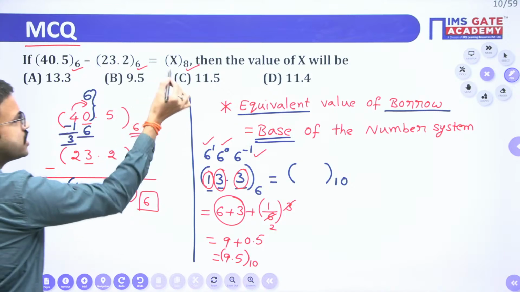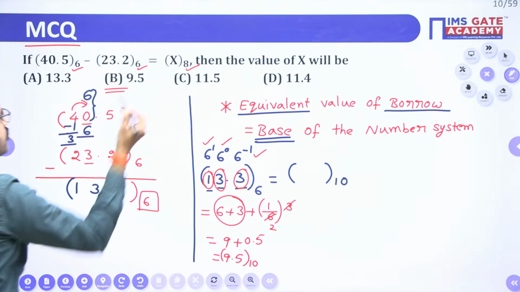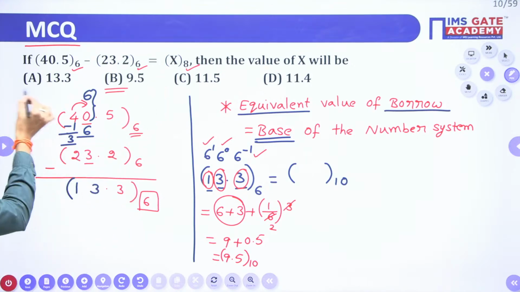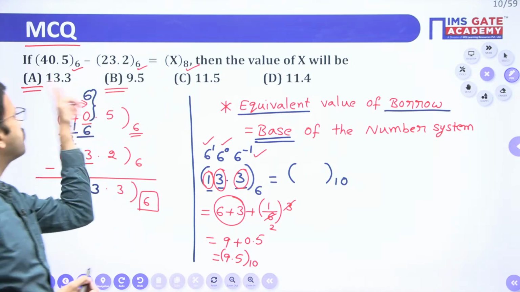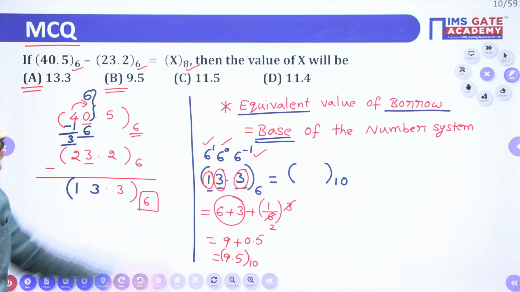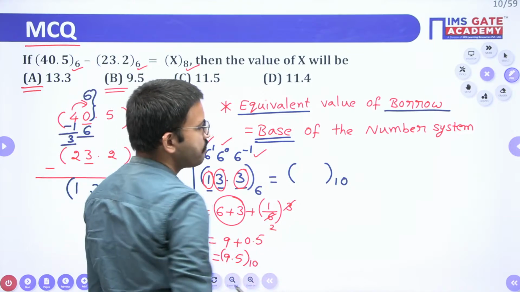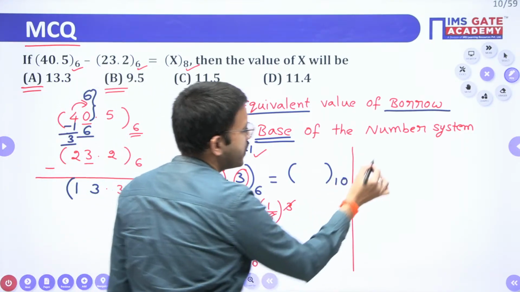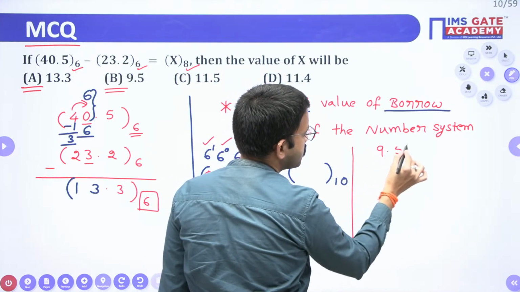If they had mentioned decimal on the right-hand side, then option B would be correct. If they had mentioned base 6 on the right-hand side, then option A would be correct. But for this question, both are wrong, because they have asked for base 8. So now this 9.5 we have to convert into octal.